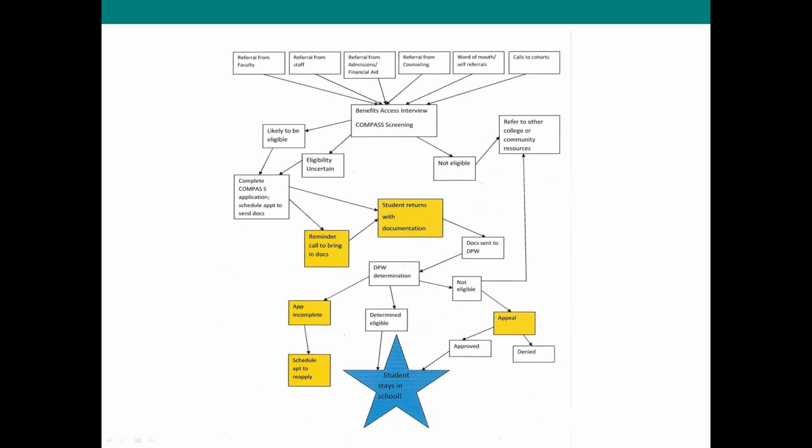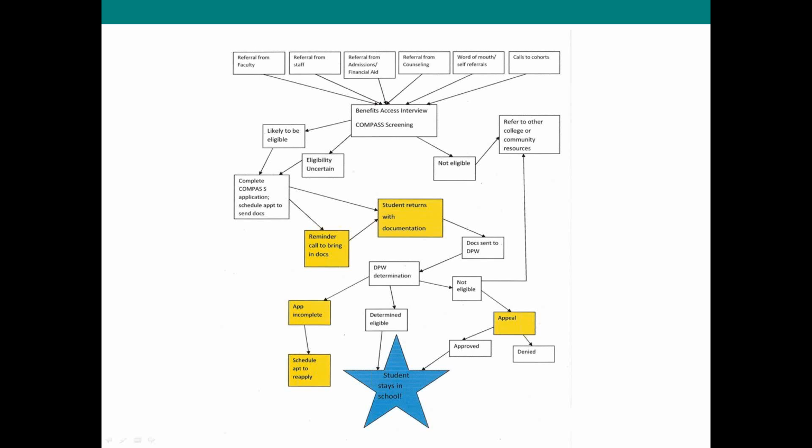We added some things. We added some more referral points. But again, the interview process remained the same: the likely to be eligible, the may be eligible, the not eligible. You can see now it makes a lot more sense. And now when we go to train staff, because we trained counseling staff, and we trained financial aid staff, and we trained admission staff on how actually to conduct these interviews, this is a way for them to go back. They have one sheet of paper they can look at.